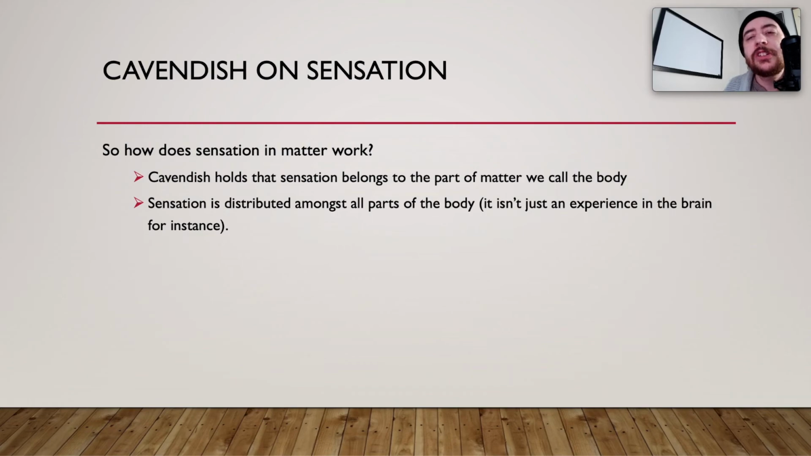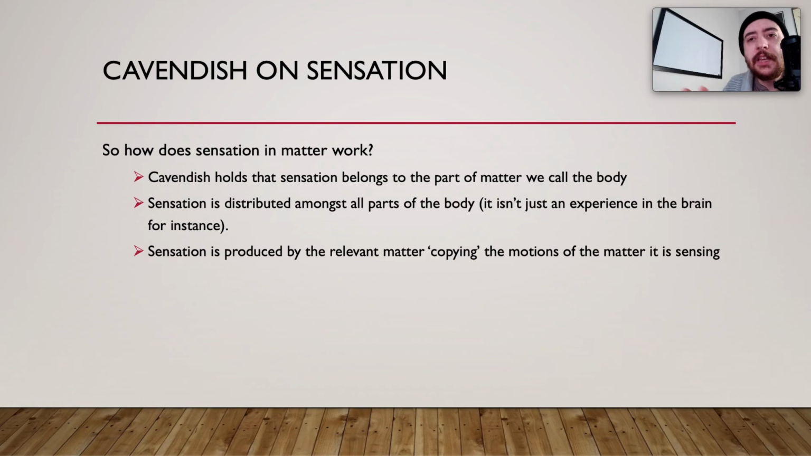But sensation is distributed amongst all the parts of the body. So the things we feel, the things we experience, they're not just in the brain, for instance. They're at every little part. In our fingers, our nose, all of them are capable of sensation. So sensation is produced by the relevant matter copying the motions of matter that it's sensing.